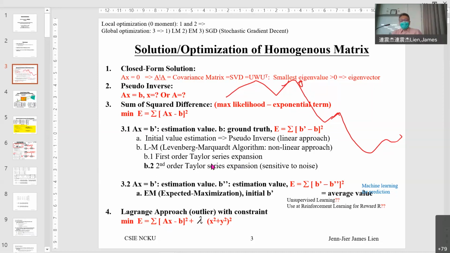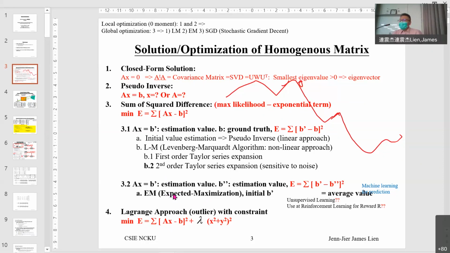And back to here. The situation to use LM is that we have a ground truth. If we don't have a ground truth, we use EM, expectation maximization. We mentioned this one before. E is the average value, the average approach, and M is the maximum likelihood. It's the Gaussian model we explained. Okay.